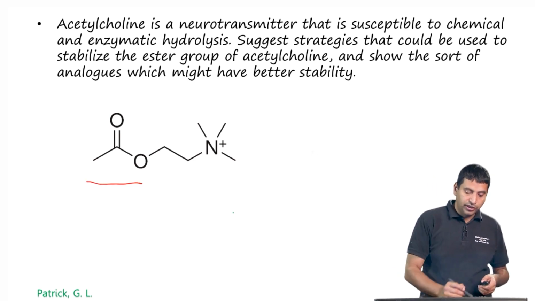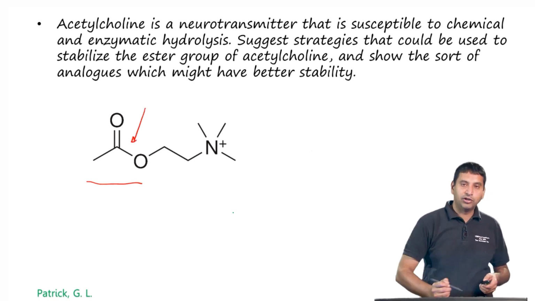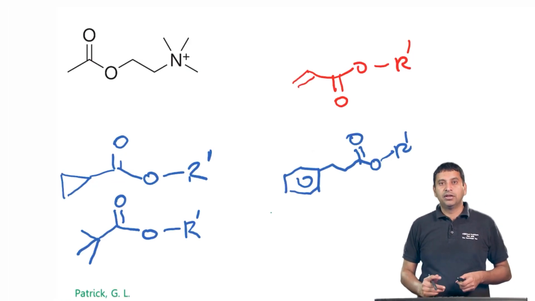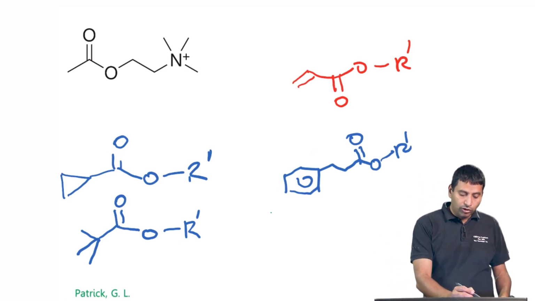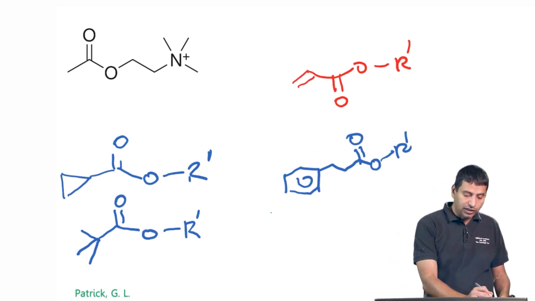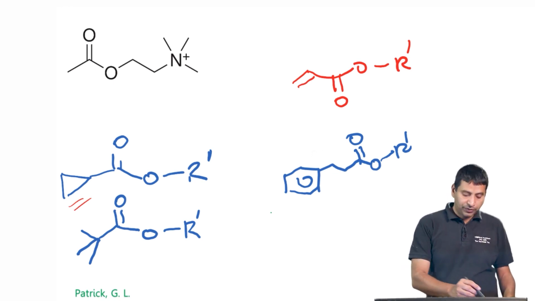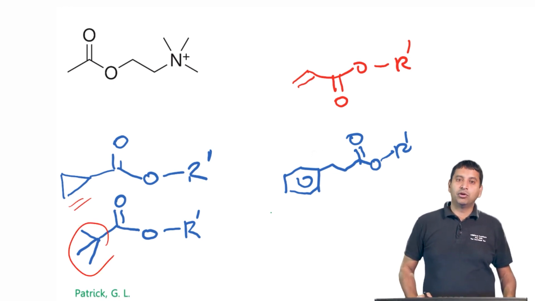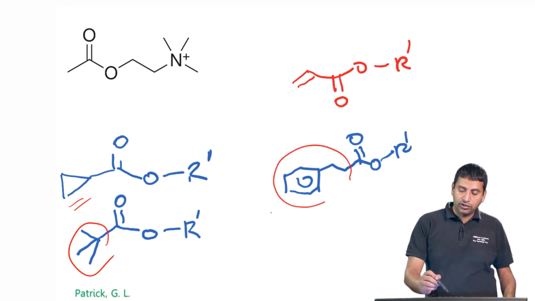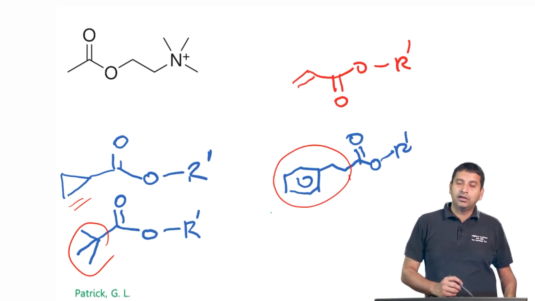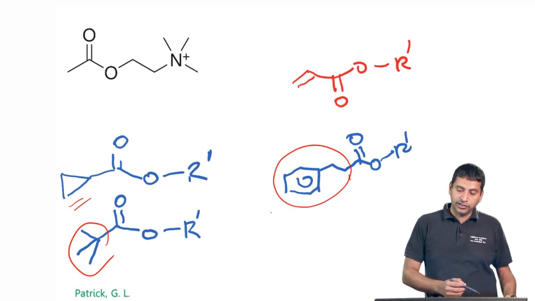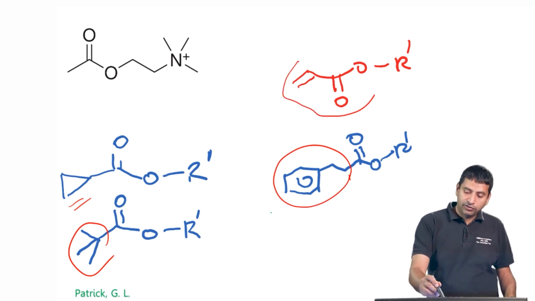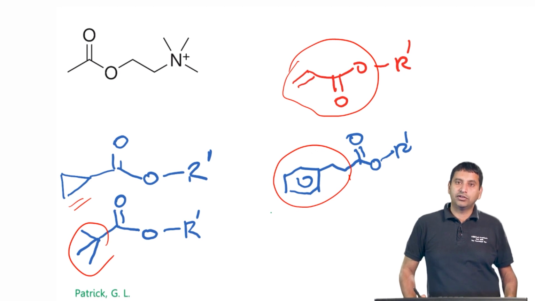So, here is acetylcholine, and this is the bond that is going to be cleaved by esterases. In order to improve the stability of this molecule, we could make a cyclopropyl ester. We have already looked at it previously, or we can use a tertiary butyl group, which is called a pivalyl group, or we could also introduce a slightly longer chain aliphatic molecule with either an aromatic side chain or just an aliphatic side chain. And the last strategy that might be used is to use an alpha beta unsaturated ester.